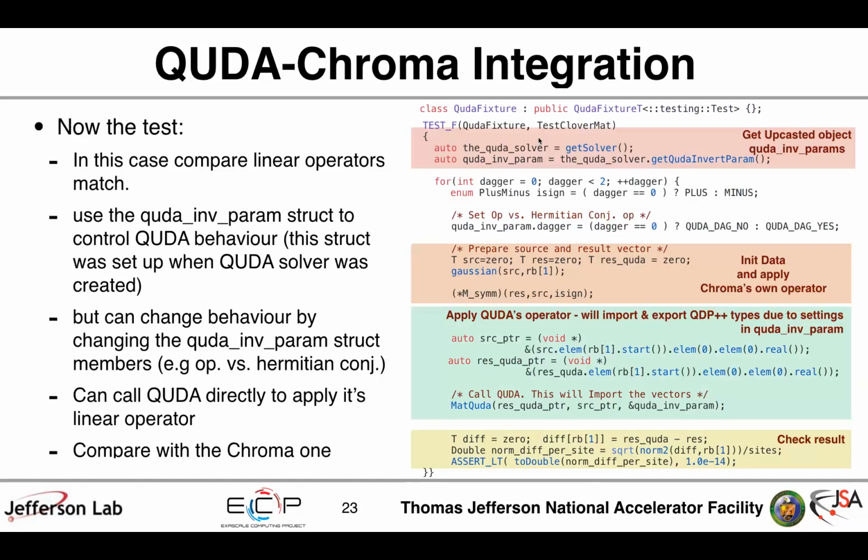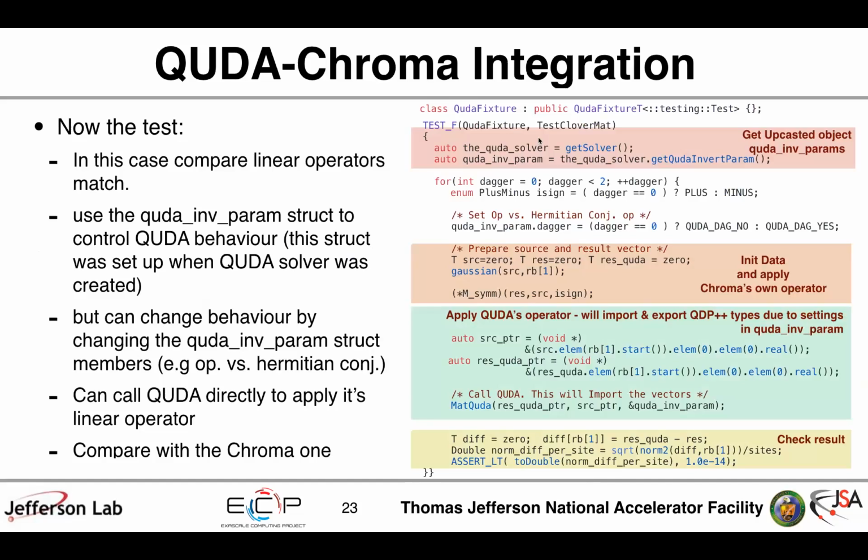Now, QUDA knows from its inverter parameters what the layout of my data is. It knows about QDP++'s internal layout. So all I need to pass to the QUDA library call are pointers to the Chroma data, the start of the Chroma data, and this inverter parameter. And then this mat_QUDA is QUDA's function call for applying a linear operator.